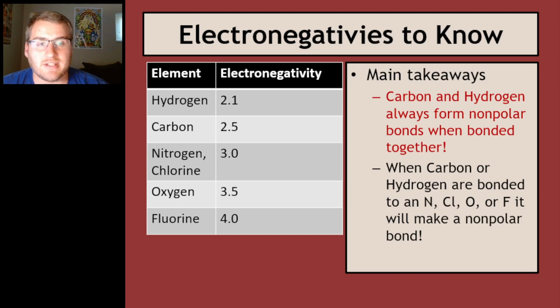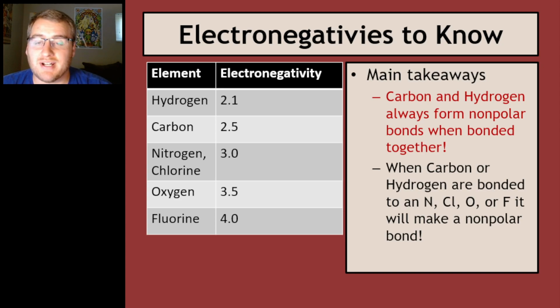The main takeaways I want you to know. Number one, the most important thing is what I'm having you write down: carbon and hydrogen always form non-polar bonds together. Meaning if you have a carbon and hydrogen bonded to each other, that is not polar. That difference is 0.4, which we're going to consider the lower end. So we're going to round it down a little bit and call it non-polar.